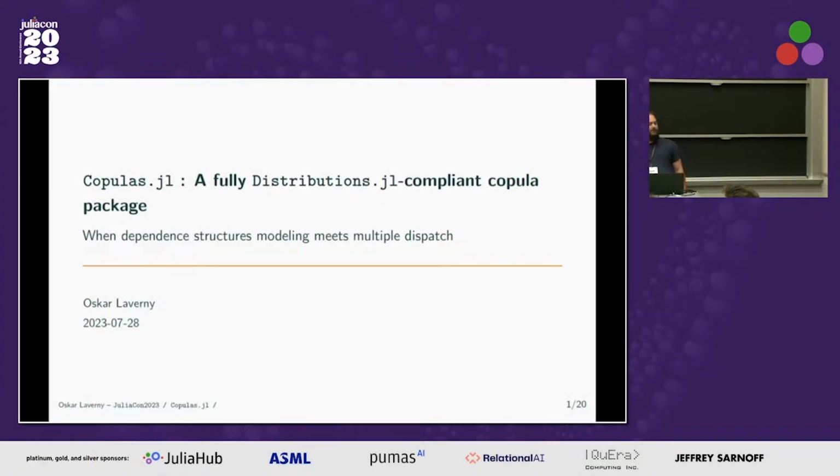First up, it's Oskar Laverny. He's a postdoc in Belgium at UC Louvain. Yeah, and you pronounced it correctly. Sorry? You pronounced it correctly. Perfect, yeah. I have a little bit of French training, so yeah. So his research interests are in high-dimensional statistics and dependence modeling, but you're actually an actuary by training.